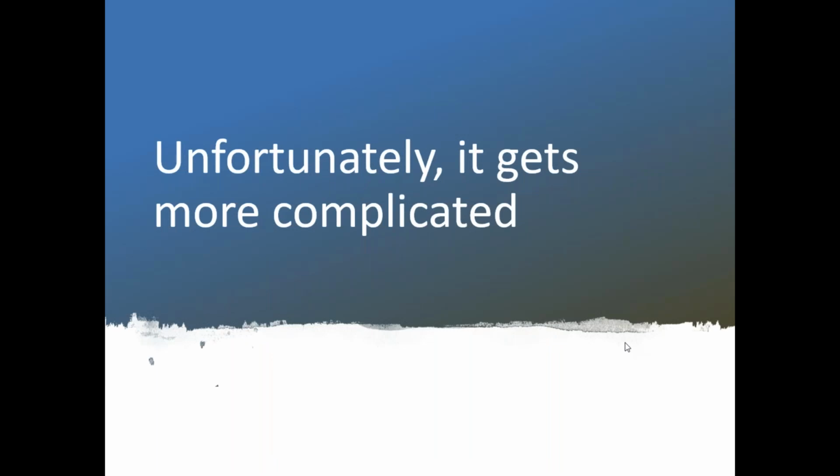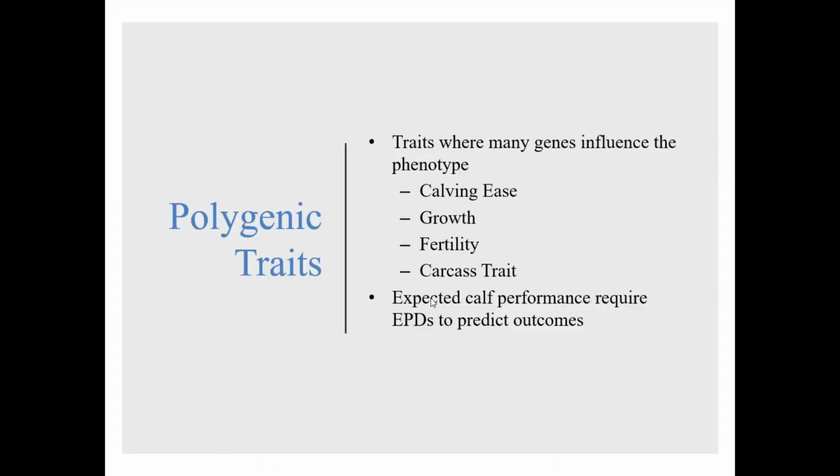Unfortunately, or maybe for job security, fortunately, things get more complicated than these simple traits. So most of the traits, or all of the traits, that we work with in the genetic evaluation are polygenic traits. So these are traits that have several, tens, hundreds of genes that are involved in the phenotype, and so instead of using a Punnett square or something to predict progeny outcome, we need to do something a bit more complicated, and that's develop EPDs, or expected progeny differences.